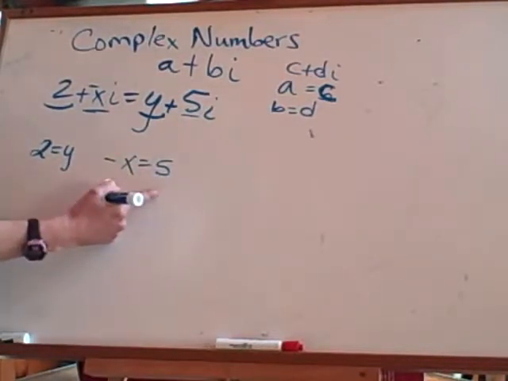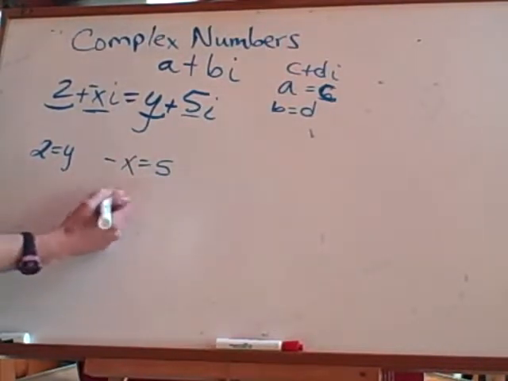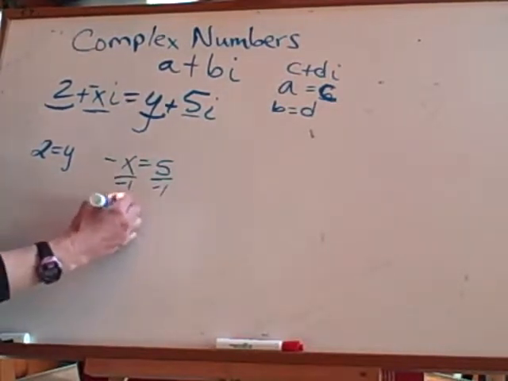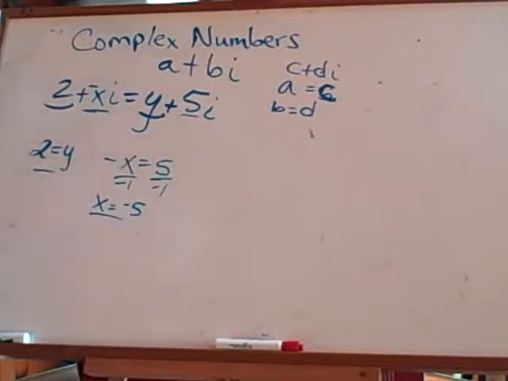Well, that doesn't tell me what x is, it tells me what negative x is. So I'm going to go ahead and divide both sides by -1. So I get x equals -5. So we solved that. That's not hard. Good to go? All right, now we're going to learn how to add and subtract them.